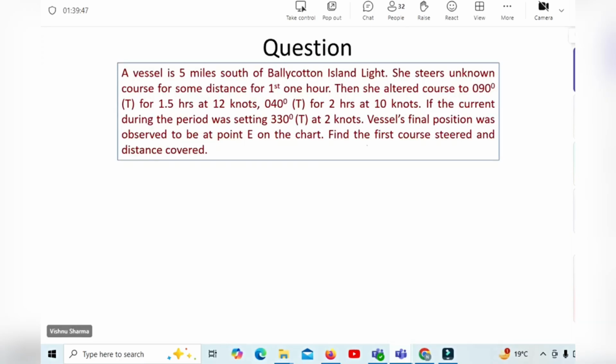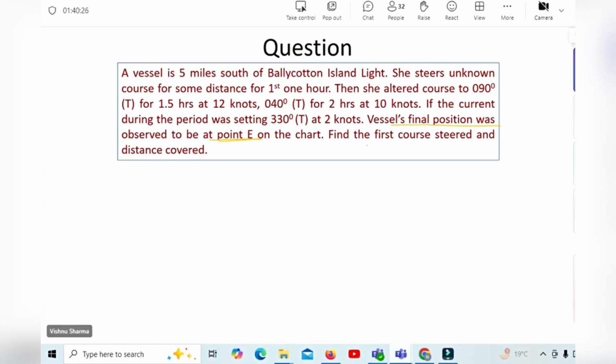A vessel is 5 miles south of Ballycotton Island. It's the same question. She steers an unknown course for the first 1 hour. The first leg is now missing. She does some course and some distance. Then she alters course to 090 degrees true for 1.5 hours at 12 knots, then 040 degrees true for 2 hours at 10 knots. If the current was setting 330 at 2 knots, find the vessel's final position, which is now given. He says the vessel's final position is at point E, which is plotted on the chart.